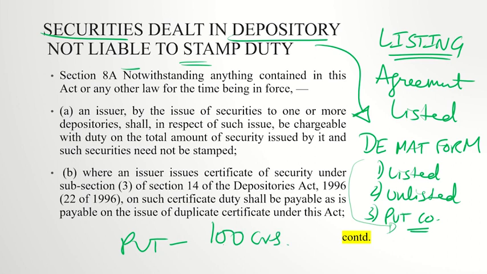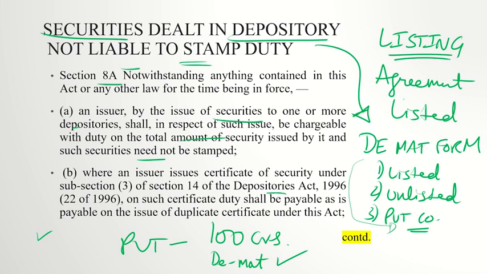I have seen some private companies which have like 100 crores capital or something. They don't keep share certificates. Why? They can save stamp duty if they have the demat form. It is a private company, but still they are keeping the shares in demat form, to save the stamp duty. Because section 8A says that notwithstanding anything in the Act, an issuer of securities for one or more depositories will not have stamp duty if it is under the Depositories Act. So that is very important for us to understand.